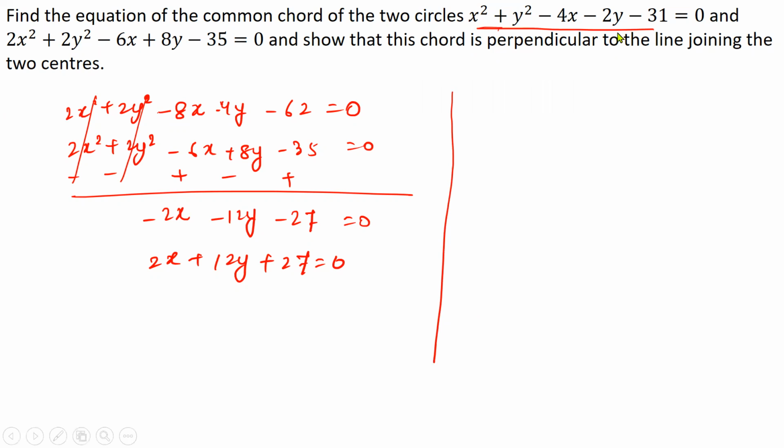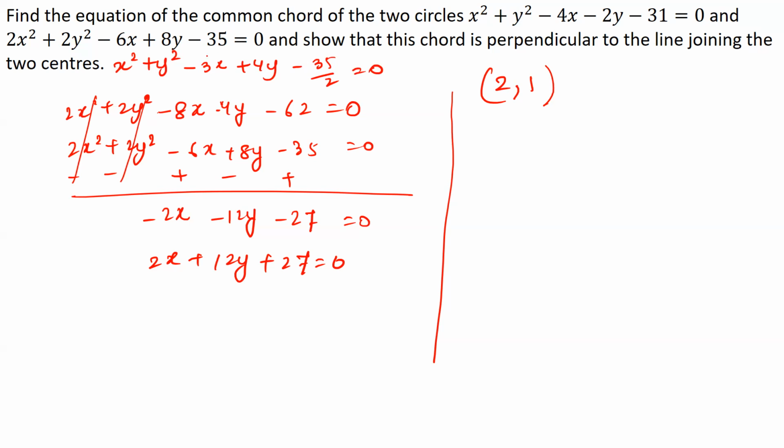For the first circle, the center will be minus g comma minus f. So divide by 2 and change the sign: 2 comma 1 is the center of the first circle. For the second circle, remember that it's still not in the standard form, so first convert it into standard form. In standard form, it is x square plus y square minus 3x plus 4y minus 35 by 2 is equal to 0. Now we divide by 2 and change the sign, so the center of the second circle is 3 by 2 comma minus 2.